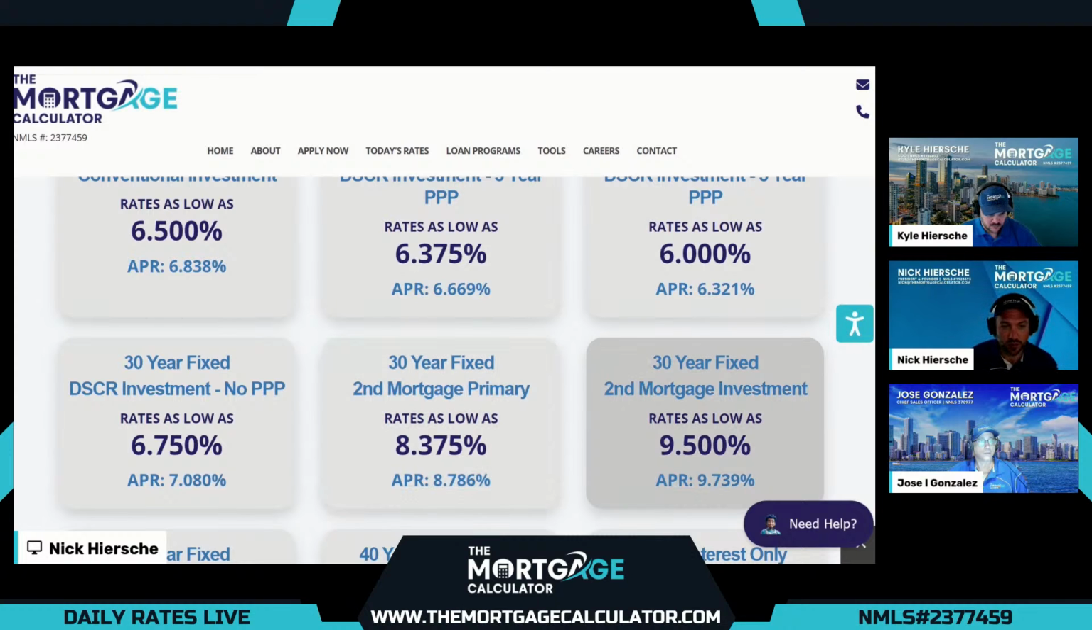And we can use the same program for investment properties. There are rarely HELOCs for investment properties. So these are amazing options. Rates as low as 9.5 to get that cash out for investors. Final APR at 9.739. And these are both non-QM programs, so can use bank statements and similar.